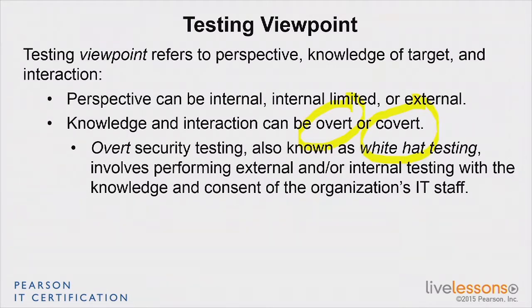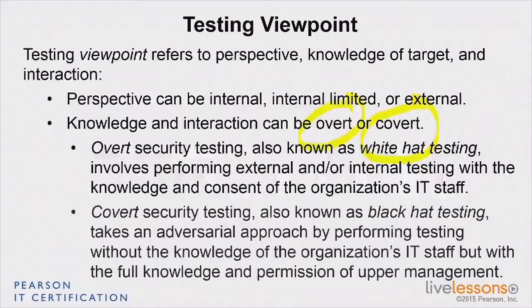Overt security testing, which is also known as white hat testing, involves performing external or internal testing with the knowledge and the consent of the organization's IT staff, so they know what's happening. Covert security testing, which is also known as black hat testing, takes an adversarial approach by performing testing without the knowledge of the organization's IT staff, but with the full knowledge and permission of upper management. So upper management has said go for it, but we haven't told the IT team that's doing that.